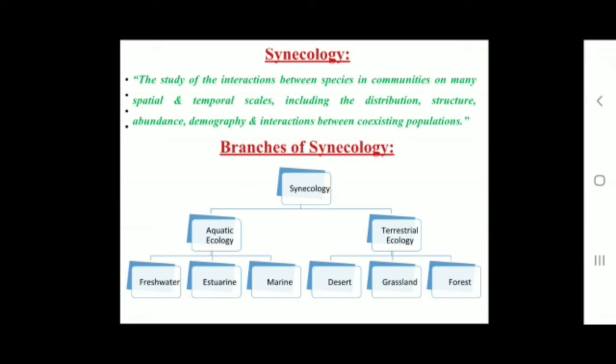Then we must see the definition. Species diversity refers to the variety and number of different species that are represented within a community or ecosystem at a given time. The simplest measure of species diversity is a count of the number of species present in an area, that is, species richness.